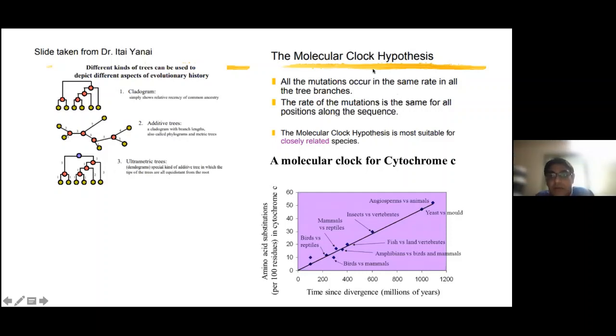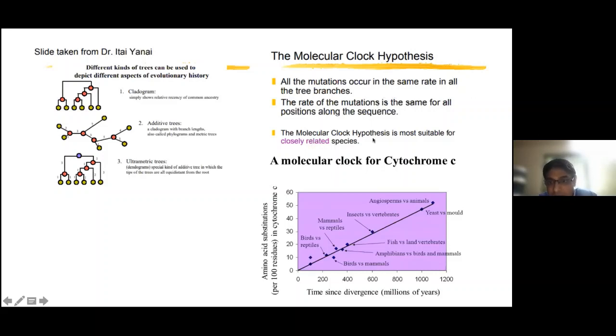So the molecular clock hypothesis is another assumption, that all mutations occur at the same rate in all branches, and the rate of mutation is the same for all positions along the sequences. For example, if the frequency of A in column 1 is 0.2, this assumes that it will be 0.2 for all positions. Like if you look at position 7 or 120, the frequency will be the same. So that's the assumption here.